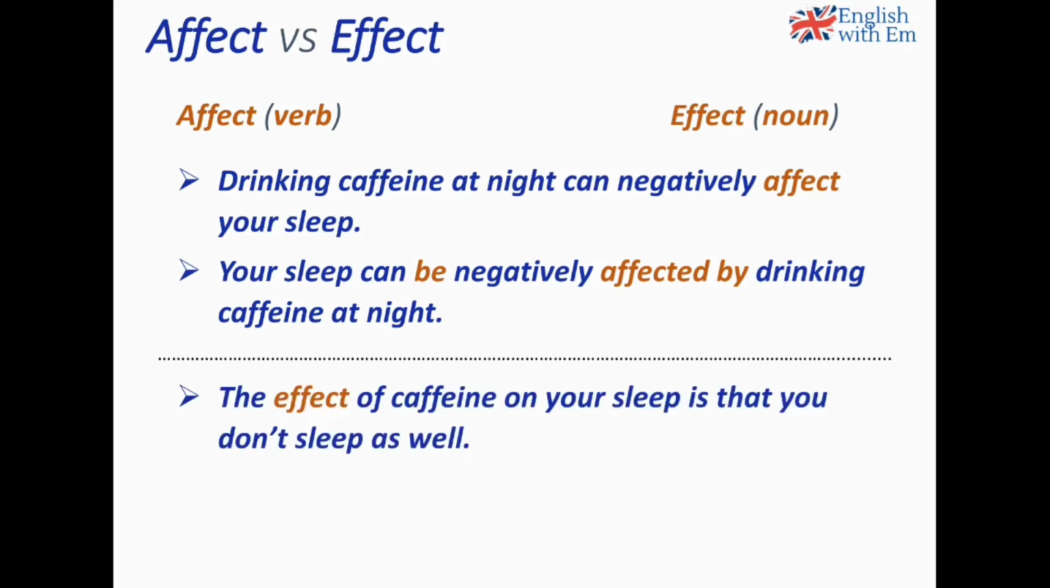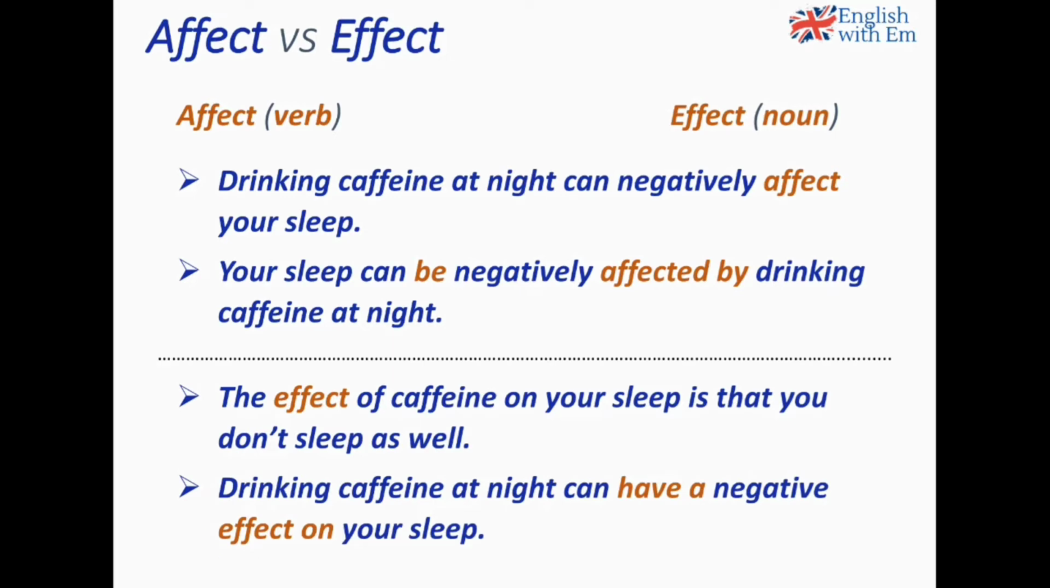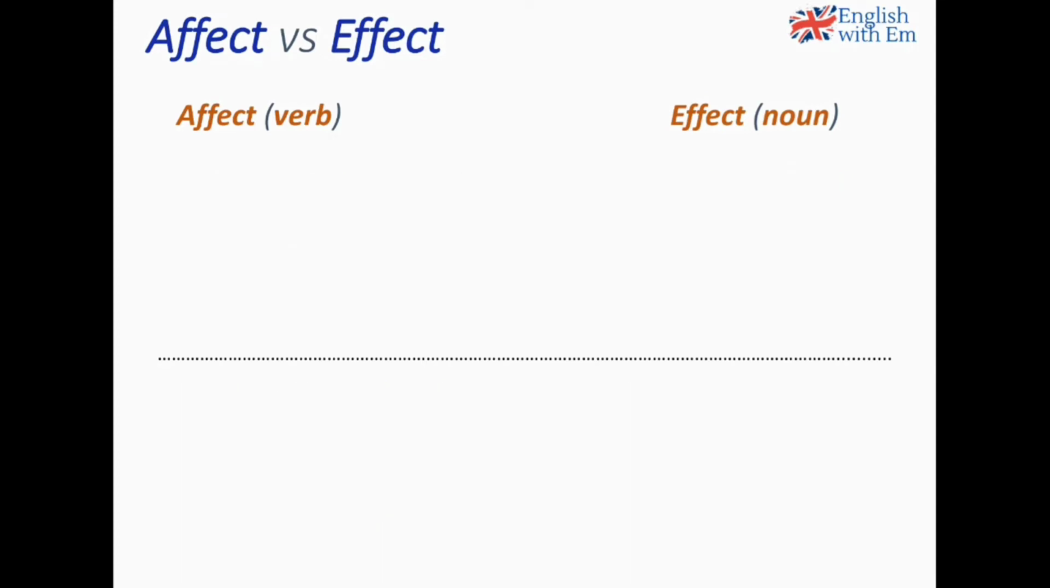The effect of caffeine on your sleep is that you don't sleep as well. So when we use the noun, we're talking about the result, the end result. Drinking caffeine at night can have a negative effect on your sleep. So here we have the phrase to have an effect on, which is used in the same way as we use the verb.